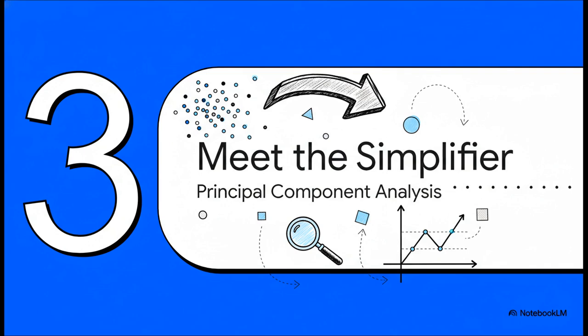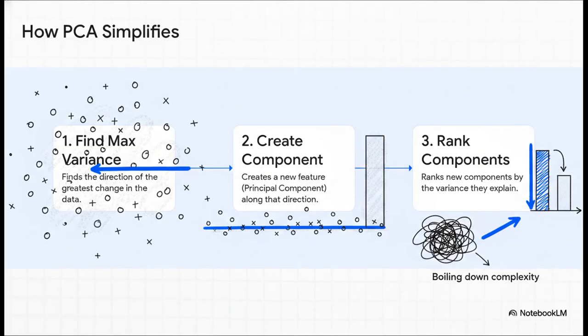Well, thankfully, we have a tool designed to do exactly that. And it's kind of the hero of our story today. Let me introduce you to Principal Component Analysis, or as we'll call it, PCA. So what PCA does is actually pretty clever. It's an algorithm that looks at all that messy data and asks one simple question. In which direction does the data change the most? It finds that direction of maximum variance, draws a line through it, and calls that principal component 1.